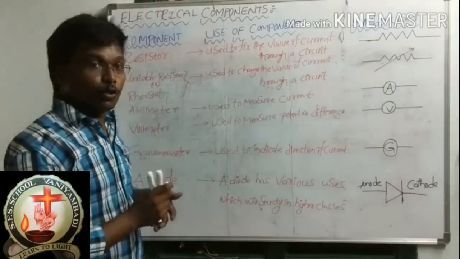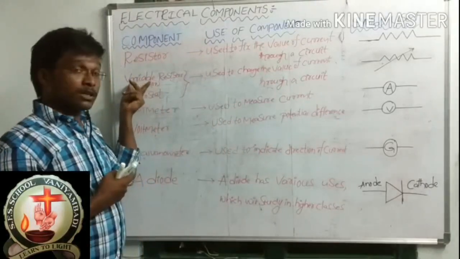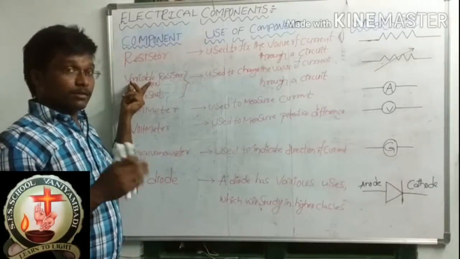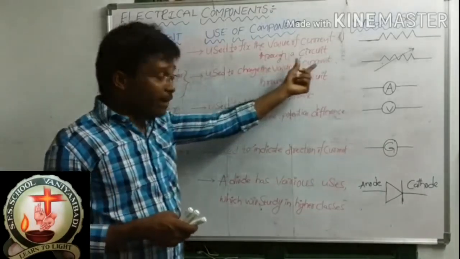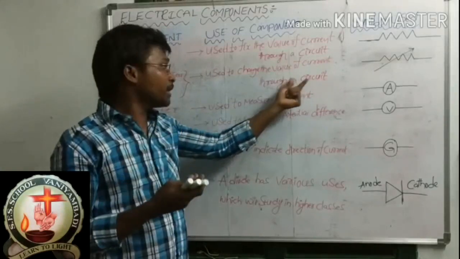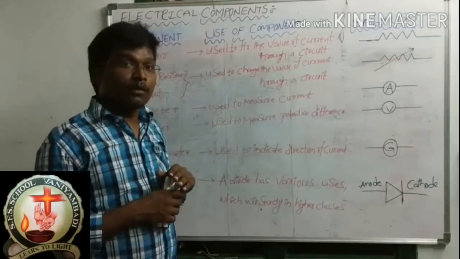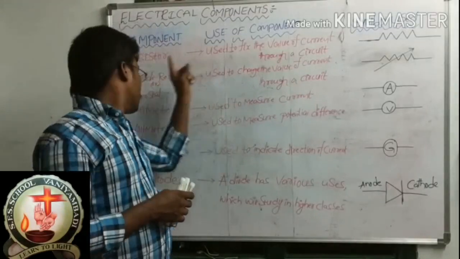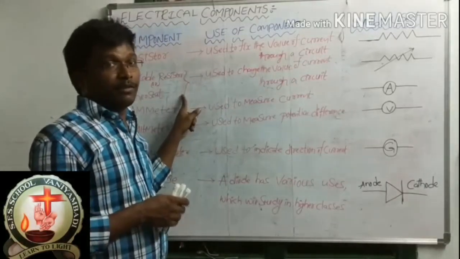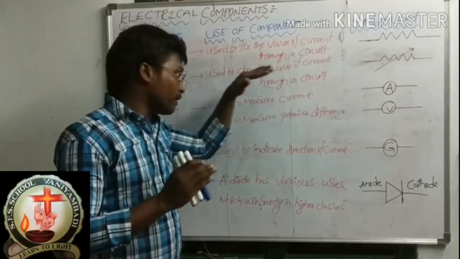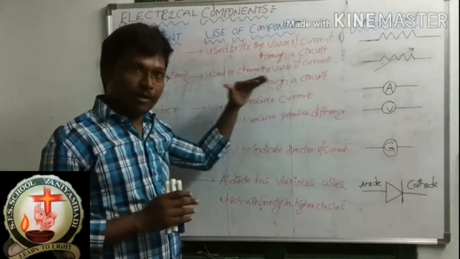I already told you, variable means change. So what is the use of this variable resistor? Used to change the value of current. Where? In an electrical circuit. By the use of this variable resistor, we can change the value of current.